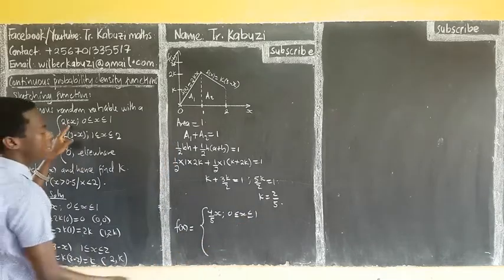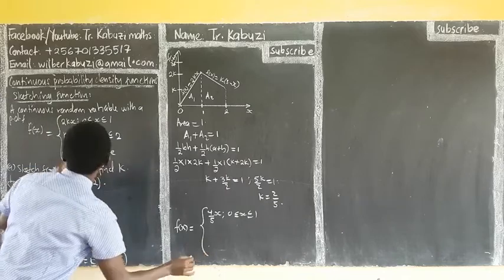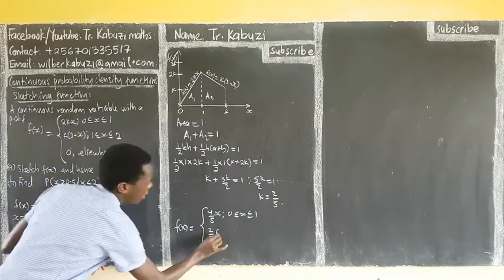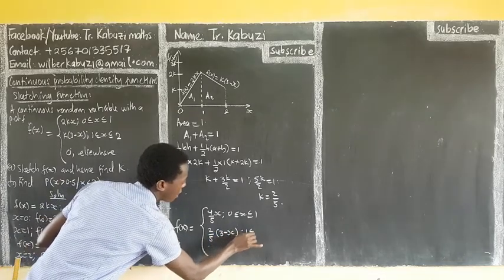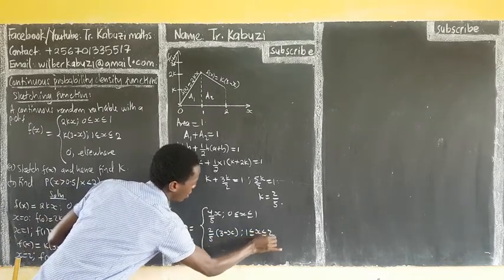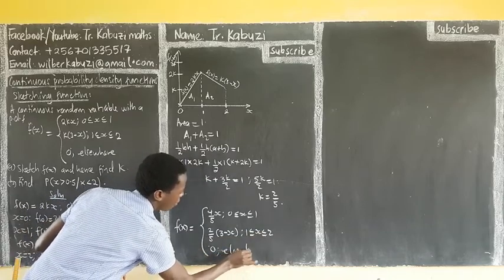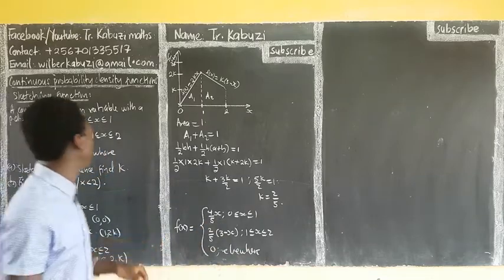Because this is 2 times the k, 2 times this, that's why we get the x before. Then here I have 2 over 5 into 3 minus x on the interval 1 less than x less than or equal to 2, then 0 elsewhere. Always make sure that this one is summing all of that.